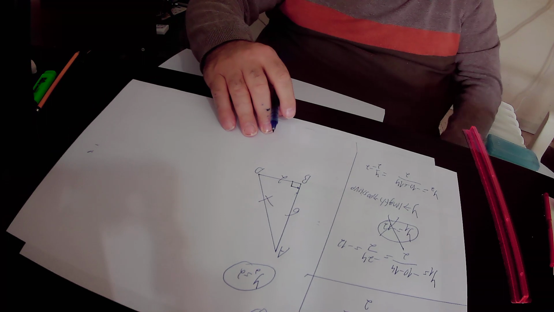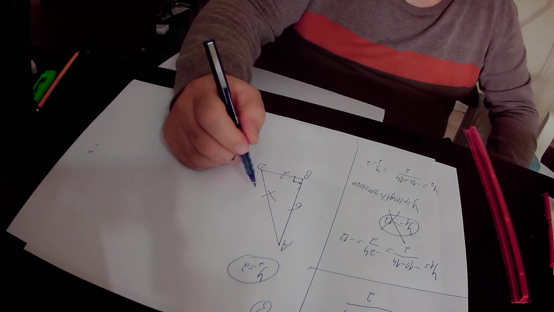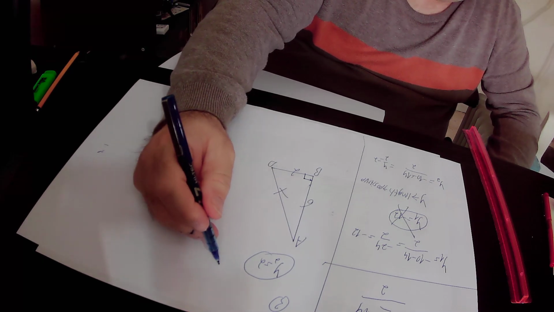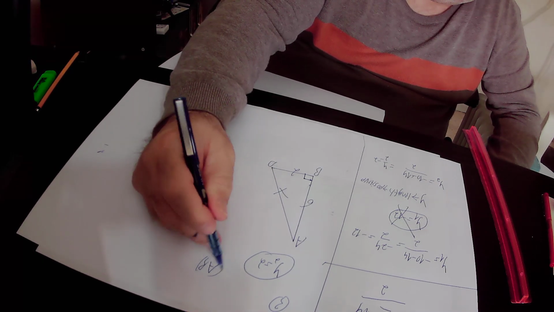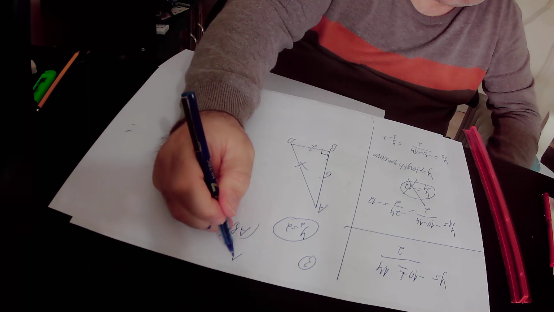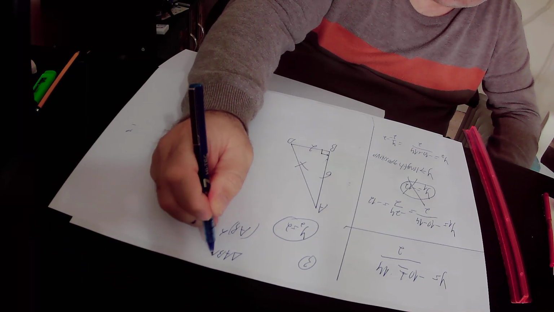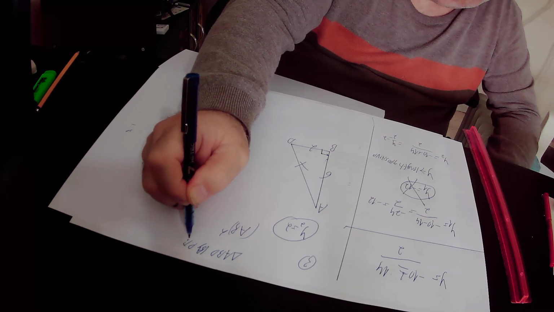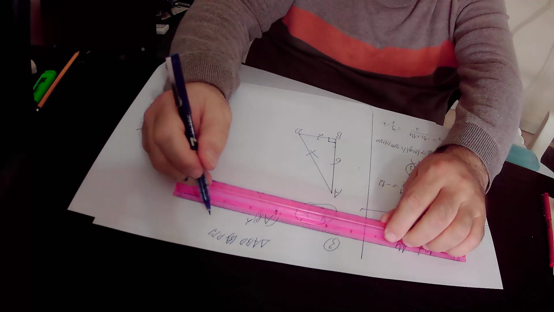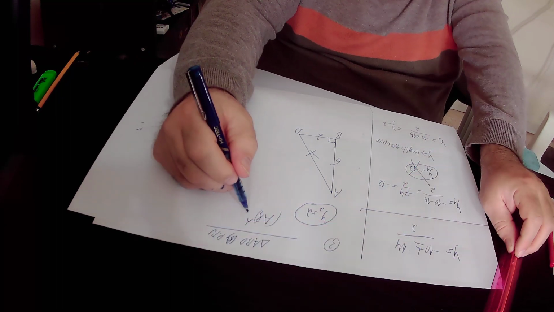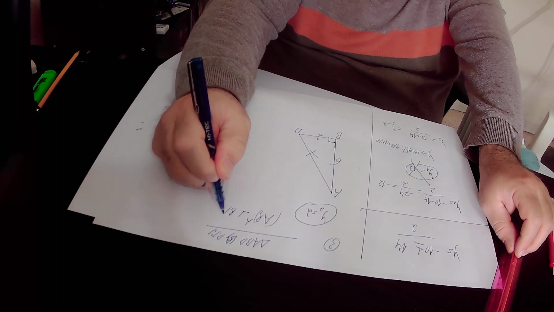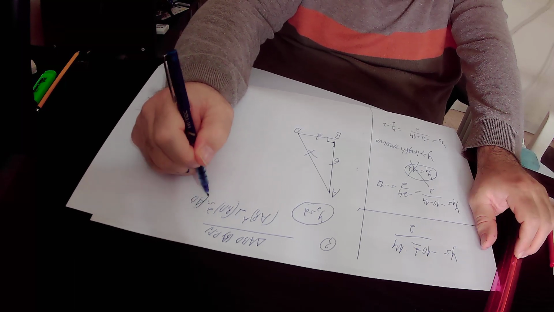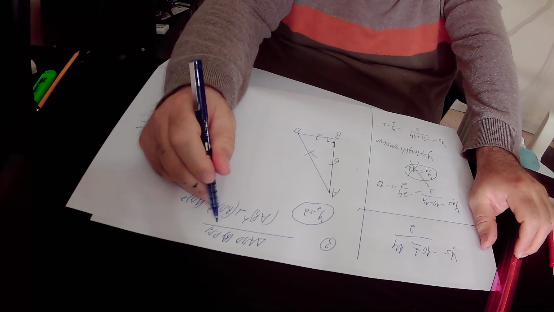According to the Pythagoras theorem, in the right triangle ABD, AB squared plus BD squared equals AD squared, by the Pythagoras theorem.